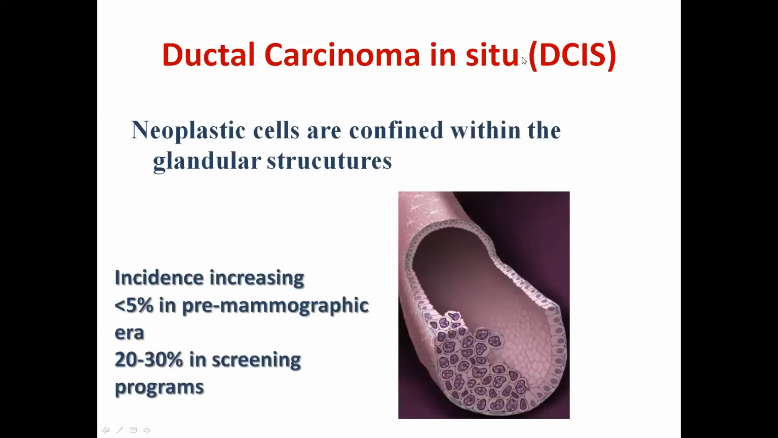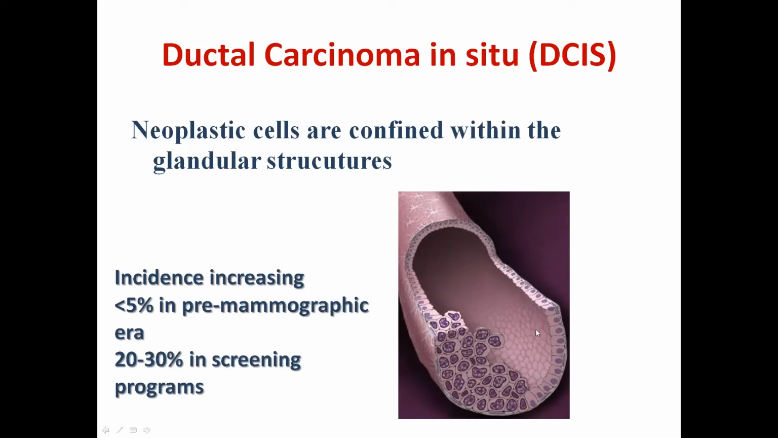What does in situ mean? In situ is a Latin phrase that means in the same site. So carcinoma in situ means that the carcinoma, the neoplastic cells, are confined to the same site in which they arose. In the breast, we can translate this as neoplastic cells within the glandular structures.